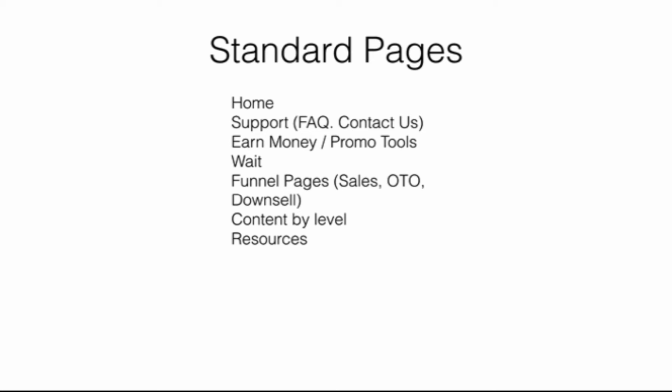Now, content by level. You might have a basic content page. You might have a free content page. So let's say on your wait page, you gave away a free report. Well, you're going to have a level called free. And in that level, that content might be accessible to everybody. There's no need to protect it. It's a free level page.